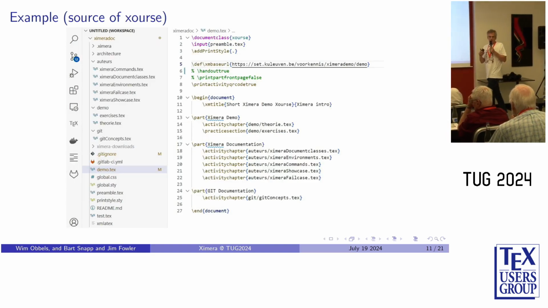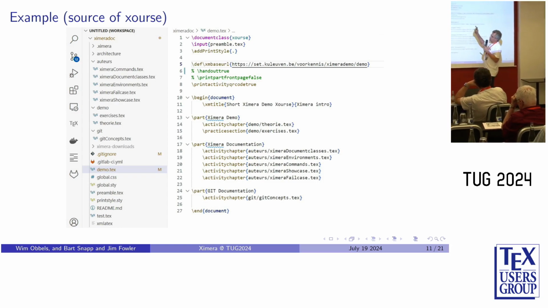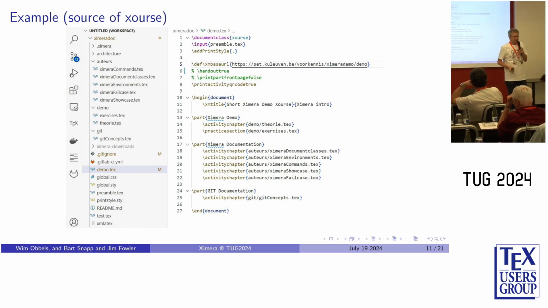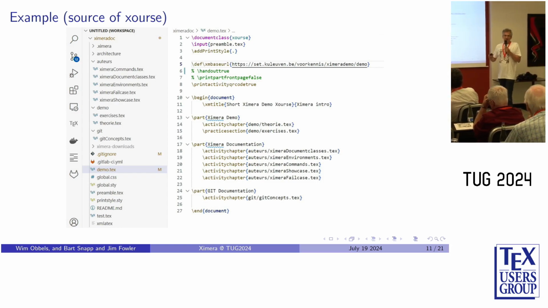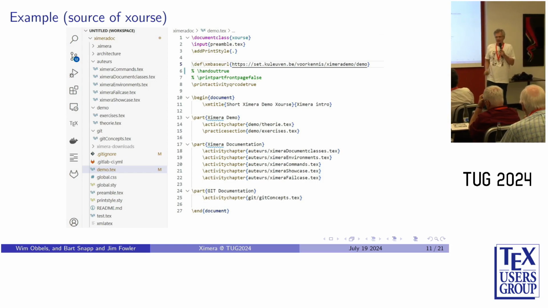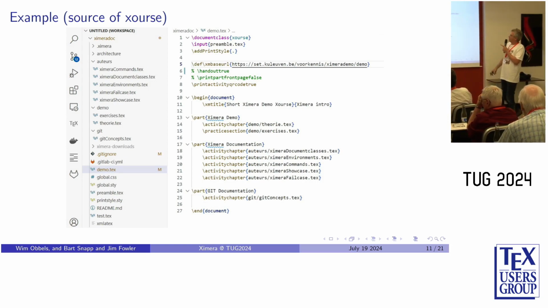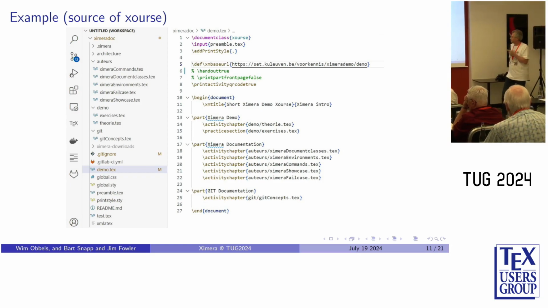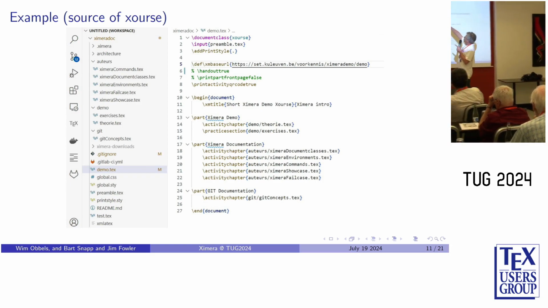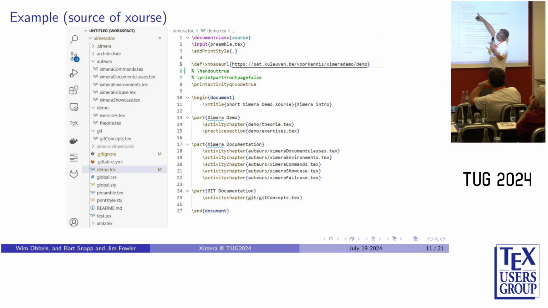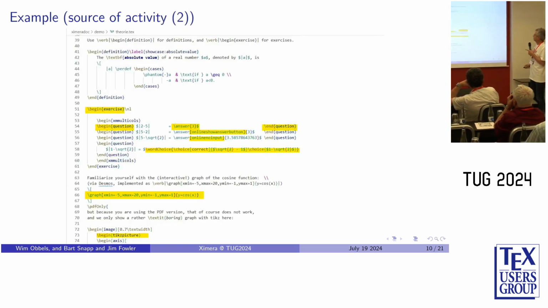What's then a course? A course, so Jim and Bart were very fond of the X's, and so with Ximera, they also made courses, rather than courses. So there is a document course, which includes the same preambles, which can set some variables.